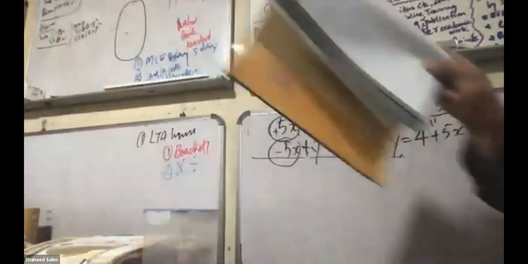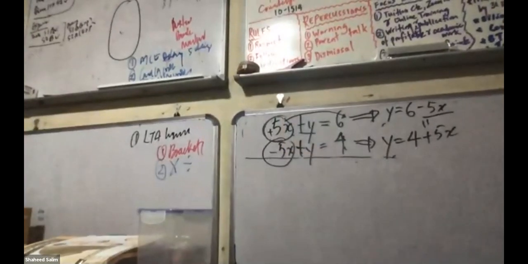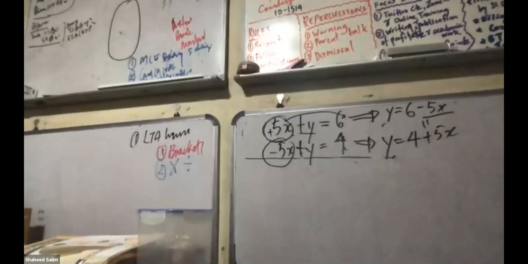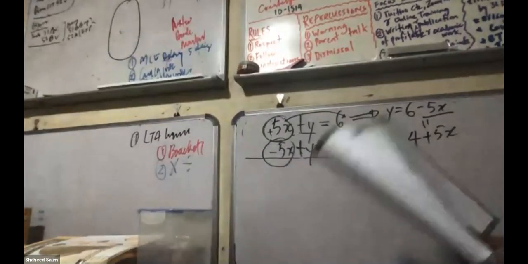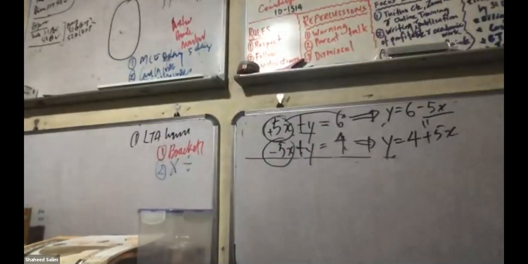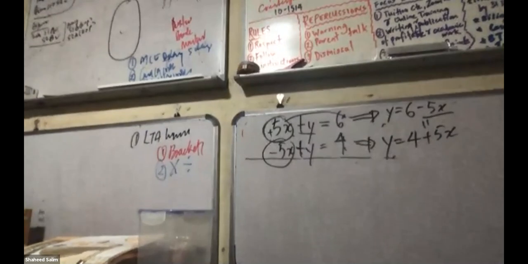Shafi, you got an answer, Shafi? No. X equals to 0.2, y equals to 5. Congratulations, Shafi. You try to score an A, Shafi, for maths. In fact, all of you should score an A for maths.